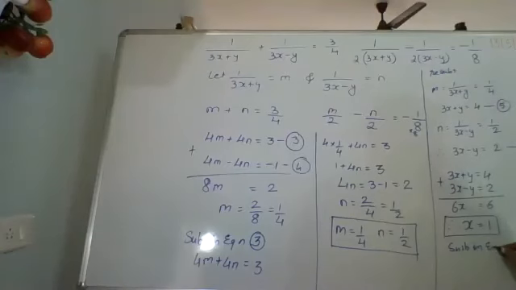In equation 5, what is 5? 3x plus y equals 4. 3 into 1 plus y equals 4. 3 plus y equals 4. Y equals 4 minus 3. Therefore, y equals 1.